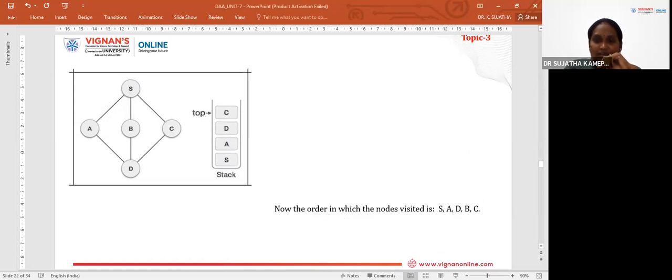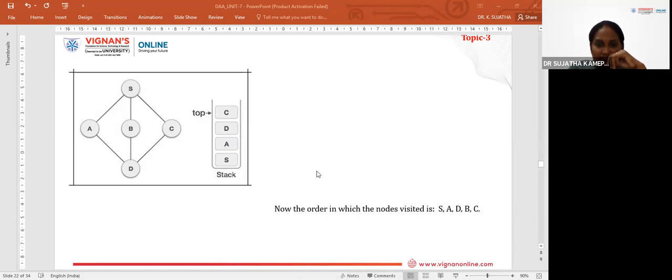Now again, we are going to find any unvisited vertices for D. So here D is having adjacencies A, B, C. A is already visited and B is already visited. So the unvisited vertex is C. So we push C onto the stack. And then finally, C doesn't have any unvisited vertices.